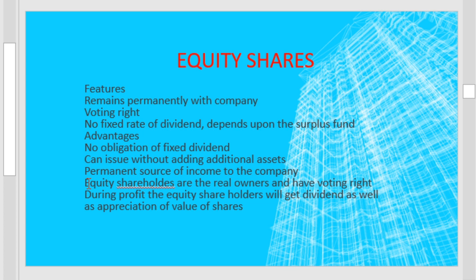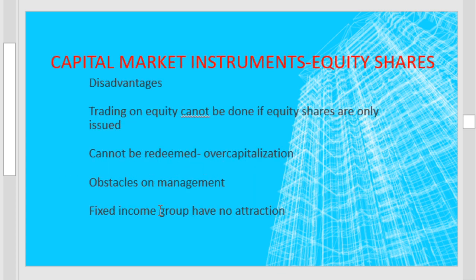Then, the advantages of the equity shares: there is no obligation from the part of the company, as the dividends are not fixed. It can be issued without adding some more assets. This is a permanent source of income to the company, and they are the real owners. They have the right to vote, and if the company is earning profits, then the equity shareholders are the real gainers, and they will get the dividends as well as the appreciation of value.